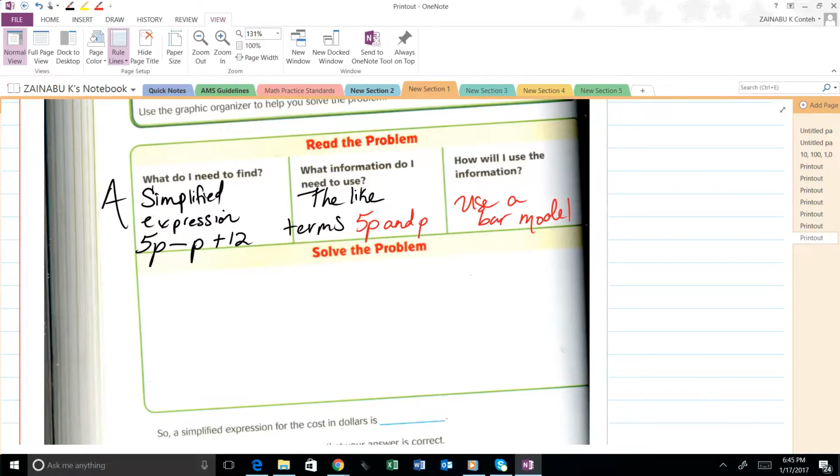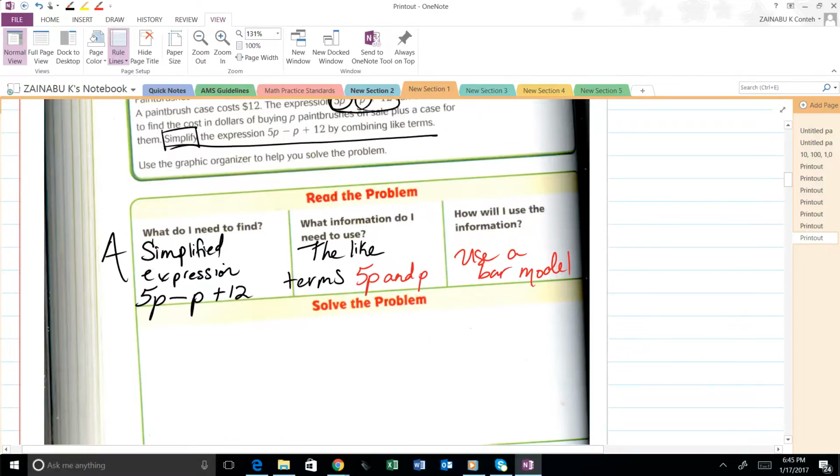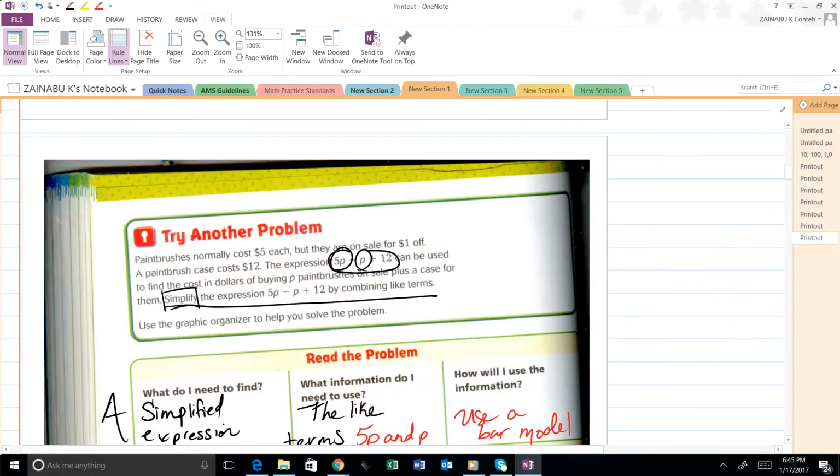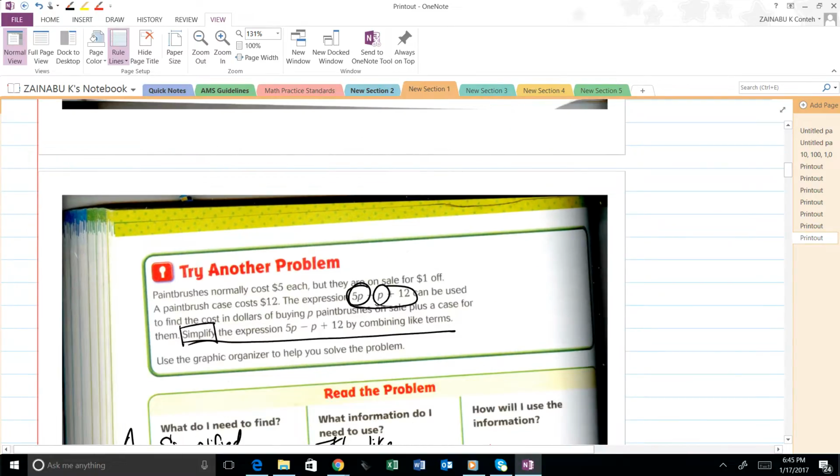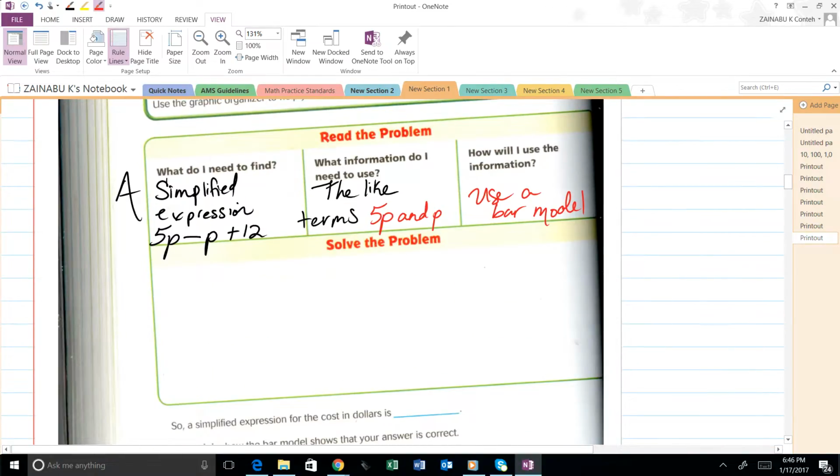Well, if I'm stuck here, what I can always do is use a similar problem that I've already seen. So let's just go back. Here we had the 4n and the 9n, and we just drew out 9n in yellow. And then we had 4n in the green, and we combined those together because remember it was 4n plus the 9n. Well, here it's 5p minus p. Oh man, so what are we going to do?